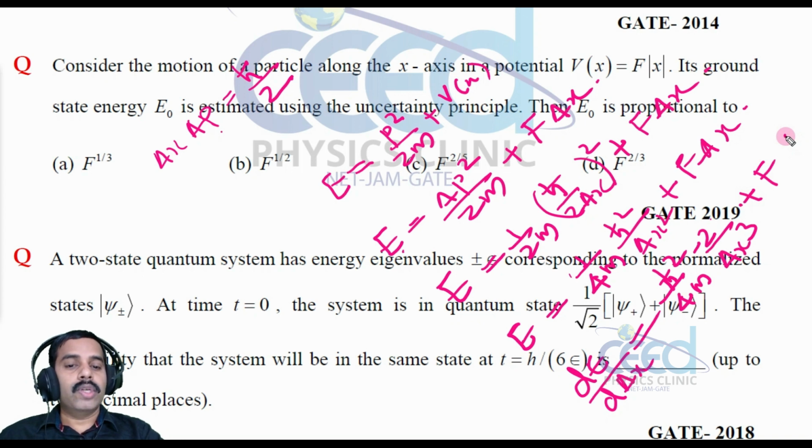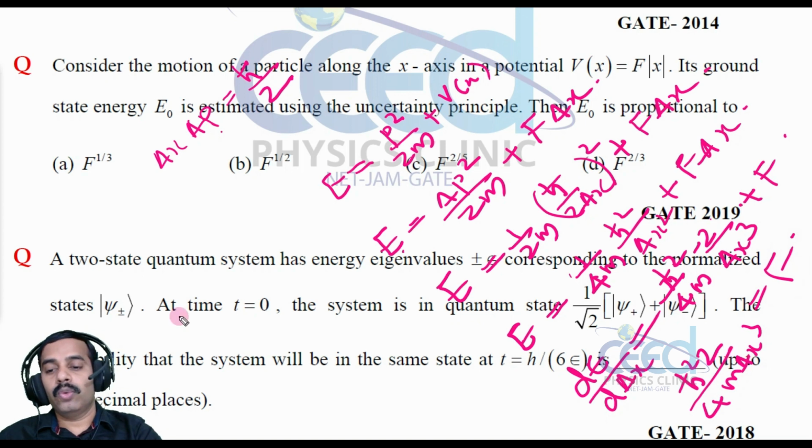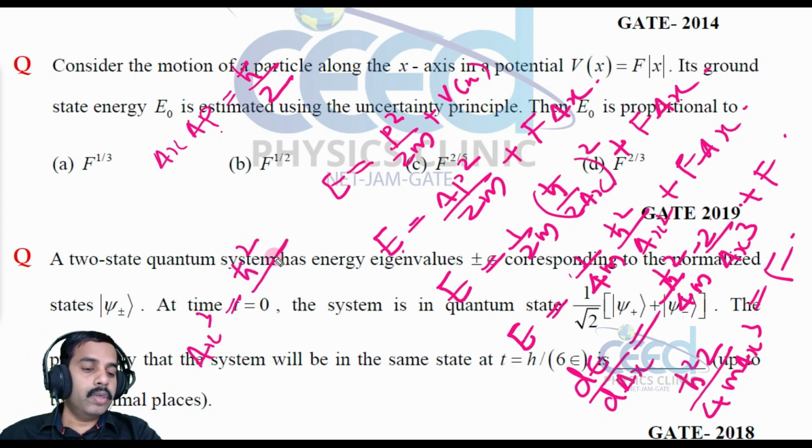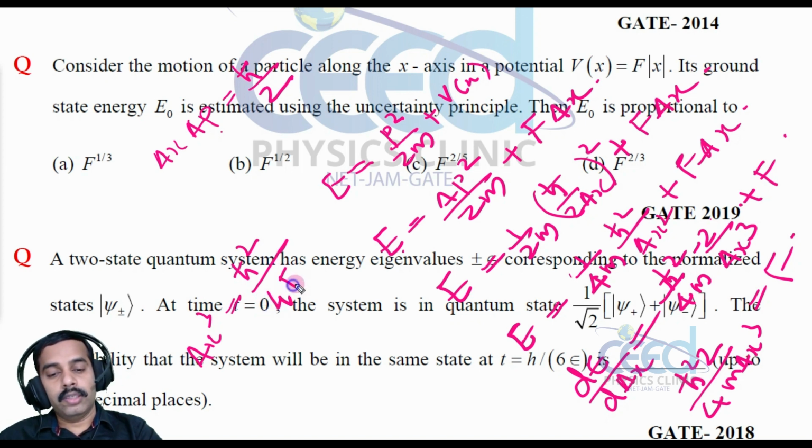All right, now look into this. When this is 0 for the minimum condition, that means the energy is minimum. That means h cross square into 2 divided by 4m delta x cube is equal to f. Then delta x cube is equal to h cross square divided by 4m, that is equal to 4fm.